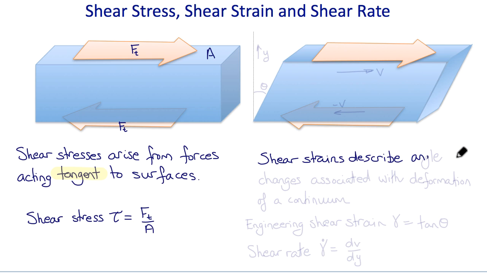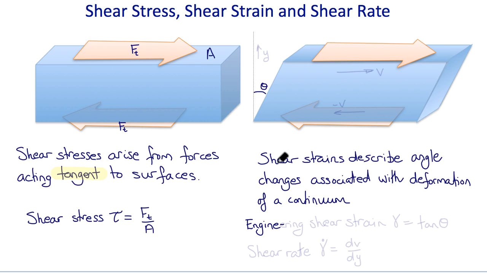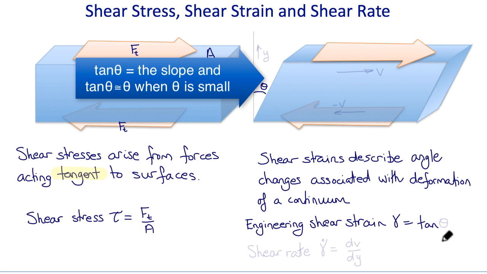Shear strains describe the angle changes associated with deformation of a continuum. These actually require length changes too. For example, if the angle change produced by these shear stress in this example was theta, then the so-called engineering shear strain gamma would be the tan of the angle theta, or theta for small angles.